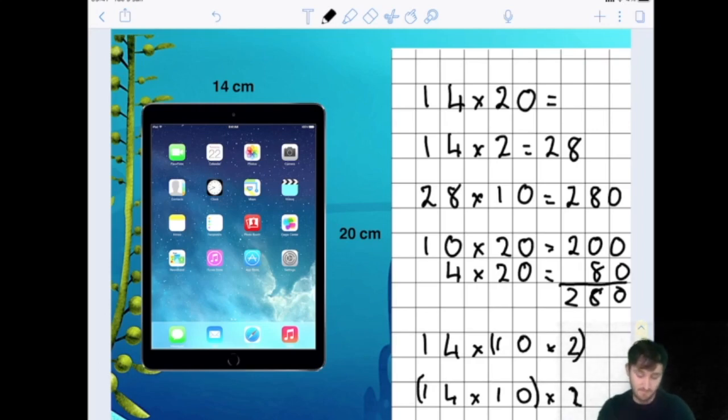There are many different ways that you could work this out, but as long as you get the correct answer, 280. Brilliant. And remember, when I put my 280, so I'll do it over here, I put 280. I do not just leave it like that. I need to write my centimetres squared after it.